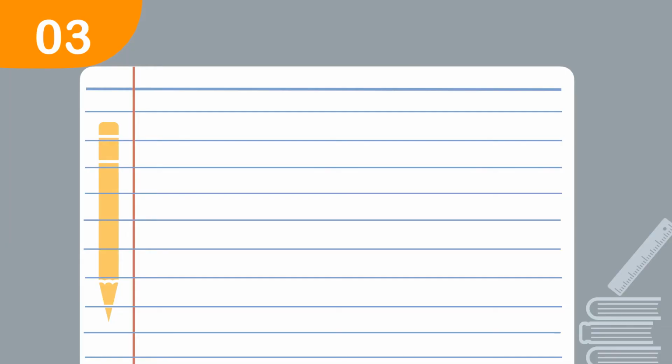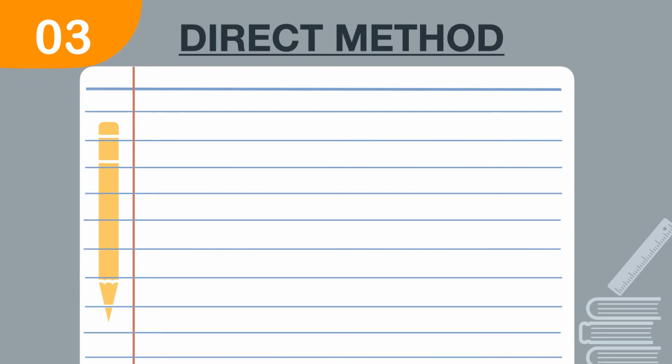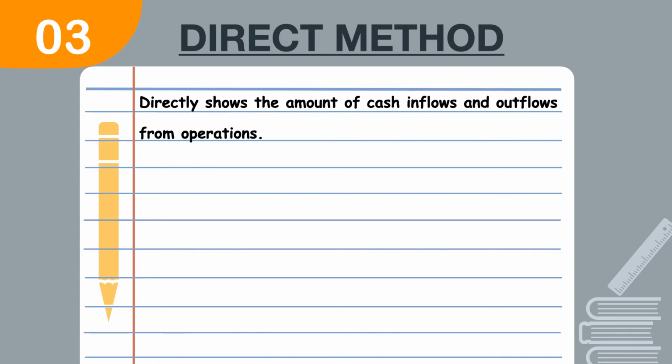Cash flow from operations can be presented in one of two ways: the direct method and the indirect method. Let's look at the direct method first. The direct method directly shows the amount of cash inflows and outflows from operations. The operating activities section is the only section that differs between the two different methods. Let me show you the format for the direct method.